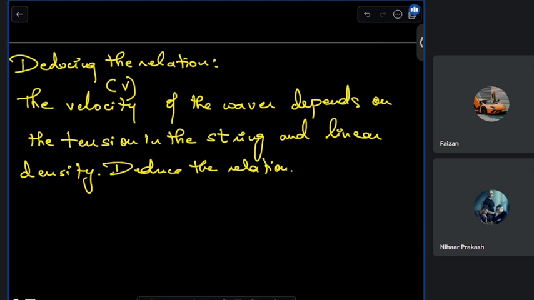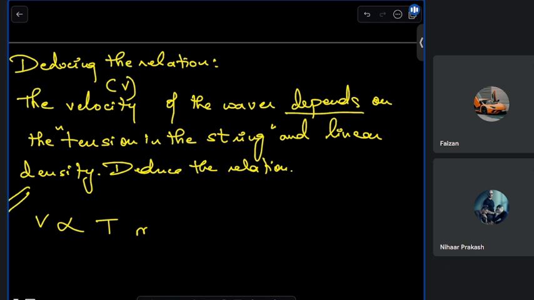Usually, velocity we represent using v. I write that v. Depends always means the proportionality symbol. Remember that. On tension in the string. I don't know how to represent tension, so I'll write T. And linear density: avoid using the letter D. Apart from that, everything is completely fine. You can use M, A, or whatever. So let's say I write linear density as M. This is what the question told us.